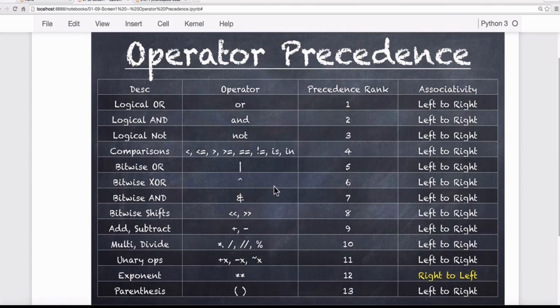So basically, there are two rules. One is the precedence rule, and the second one is the associativity rule. The highest priorities are at the bottom of the table, and the lowest priority is at the top. For example, logical OR has the lowest priority, whereas parentheses have the highest. That means anything within parentheses is executed first. Let us see some examples.